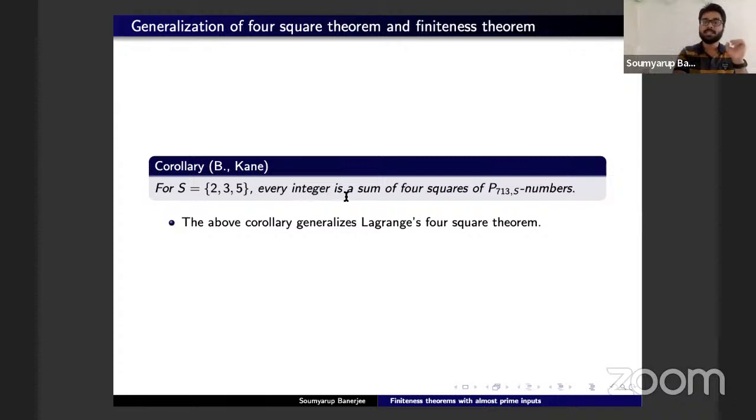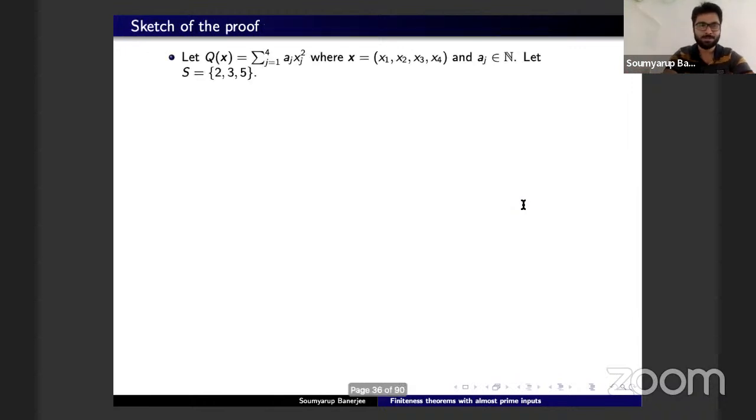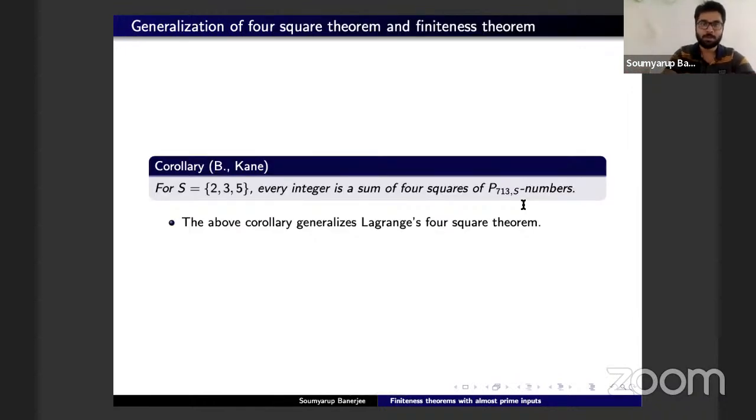Okay. Now, as a corollary, we have obtained that for S equal to 2, 3, and 5, every integer is a sum of 4 squares of P713S numbers. And this corollary similarly generalizes Lagrange's 4 squares theorem. Why? Because any number can be represented as a sum of 4 squares of P713S numbers. Okay. So that is the whole statement of our results. Now let me go to the proof. Any questions here up to now?